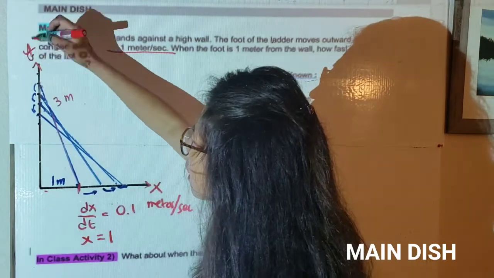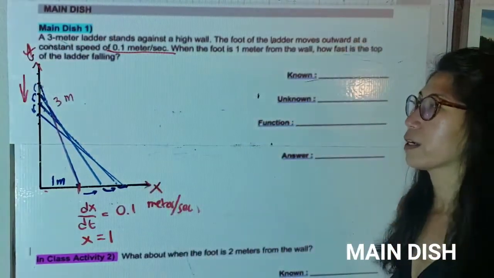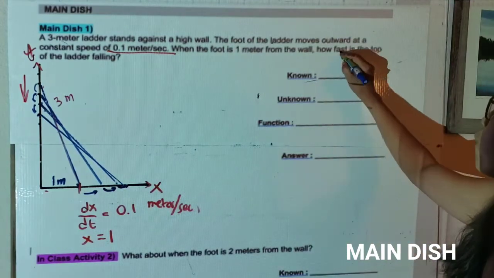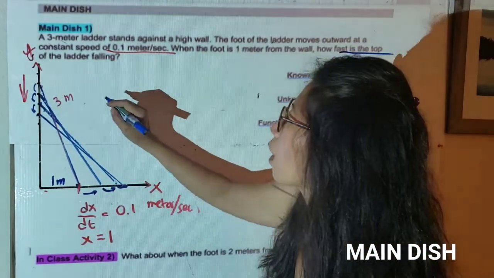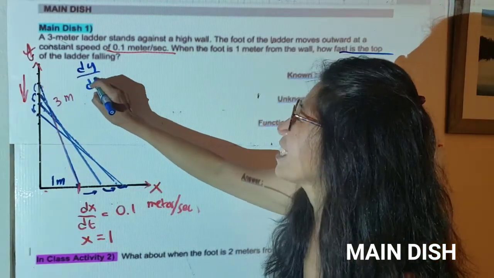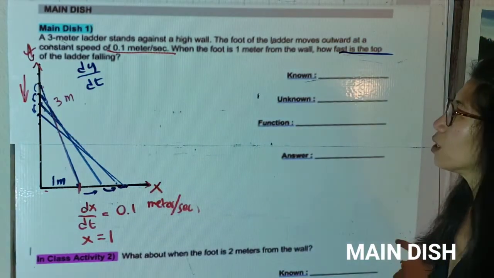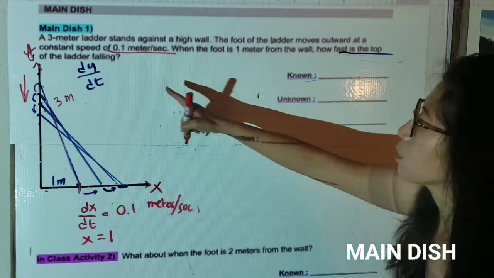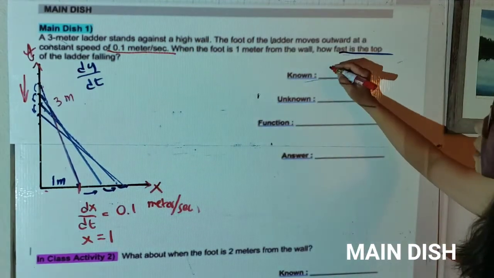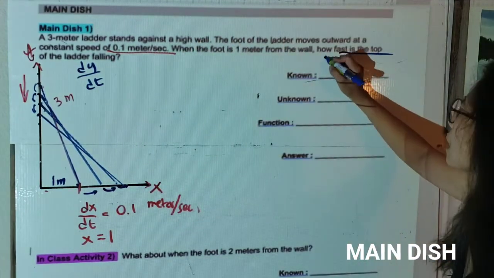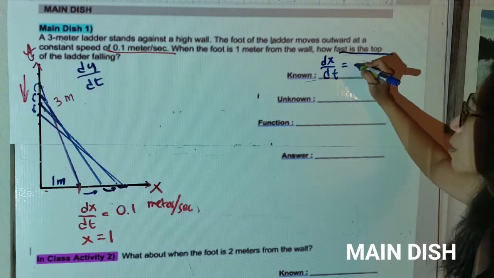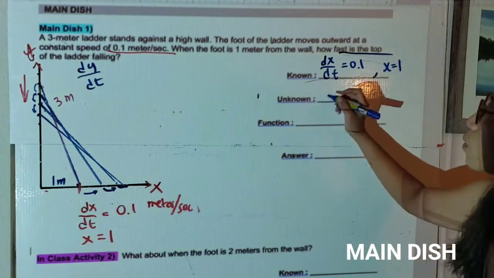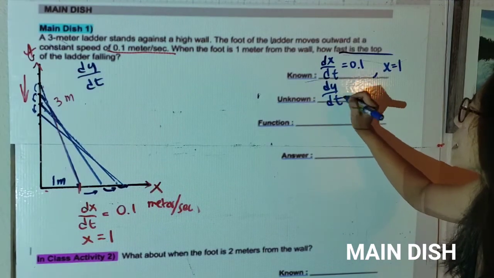I want to see how this one will be falling. So it's not going to be uniform. It's going to be different. How fast is it falling? What are we looking for? That's dy/dt. So let's organize. How much is it falling, dy/dt? So known is dx/dt is 0.1, and I know that x is 1. Unknown, I want to find dy/dt.